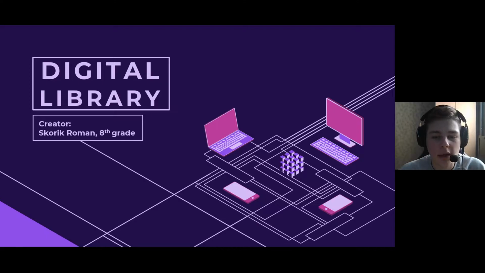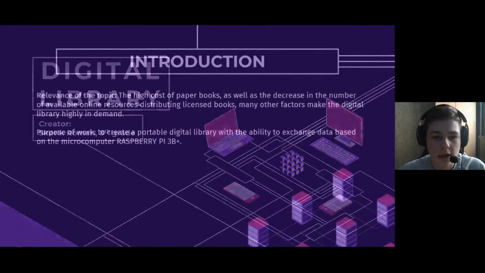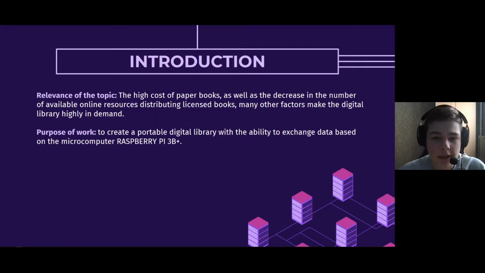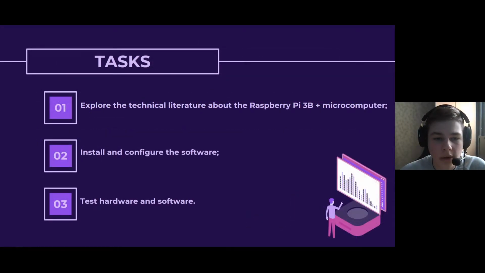Today I would like to tell you about my project, a digital library based on the Raspberry Pi 3B+ microcomputer. The high cost of paper books, as well as the decrease in the number of available online resources distributing licensed books, and many other factors make the digital library highly in demand. You can see the main goal of my work on the slide.